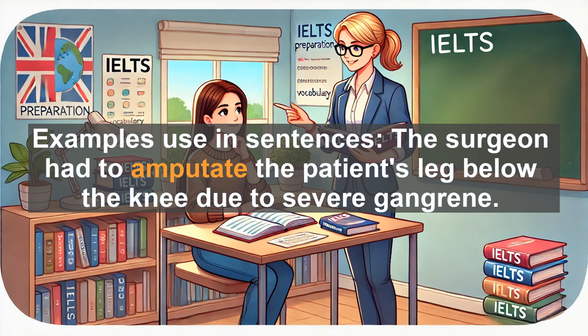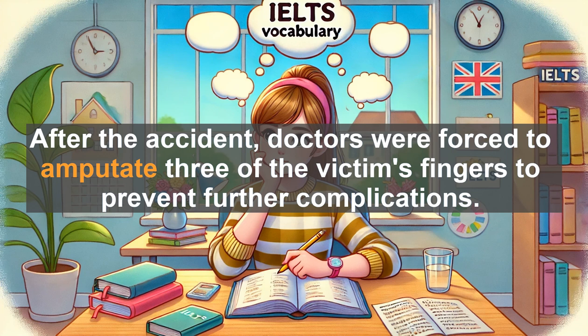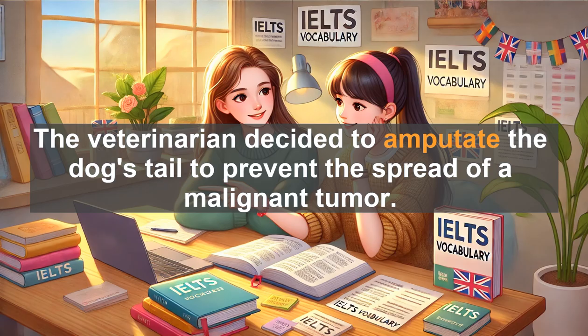The surgeon had to amputate the patient's leg below the knee due to severe gangrene. After the accident, doctors were forced to amputate 3 of the victim's fingers to prevent further complications. The veterinarian decided to amputate the dog's tail to prevent the spread of a malignant tumor.